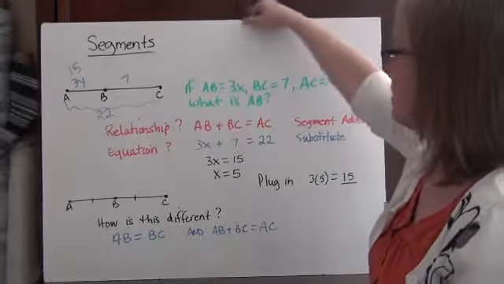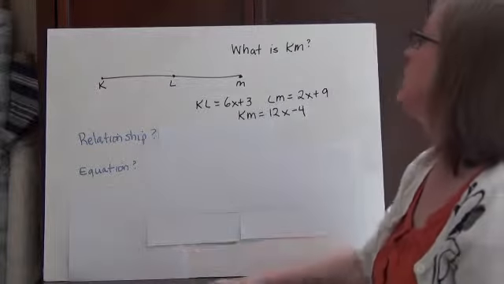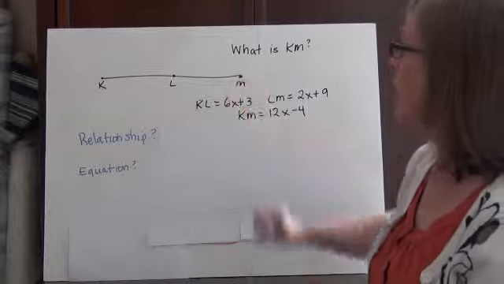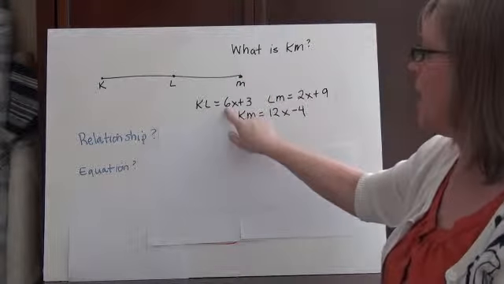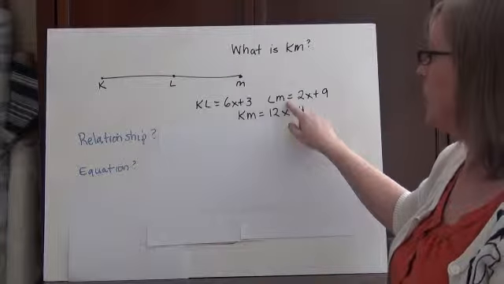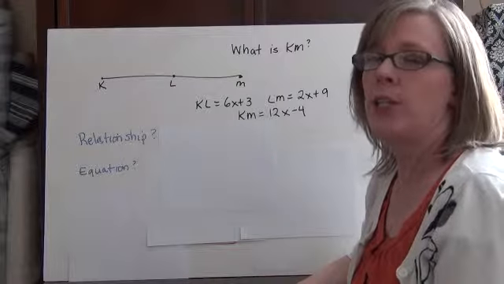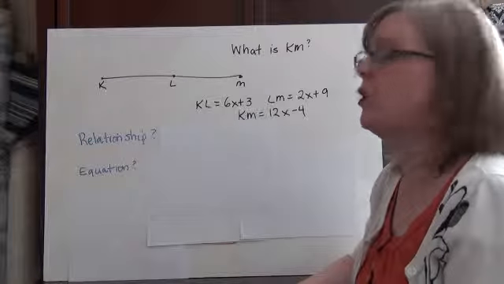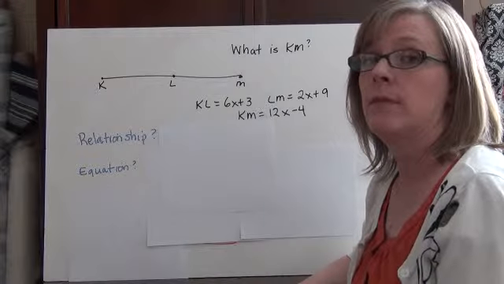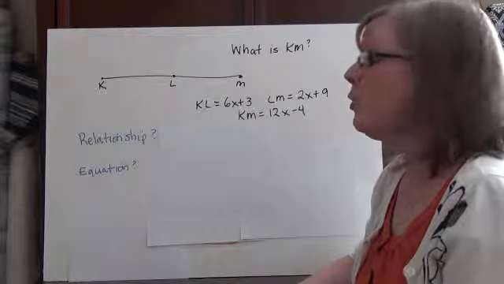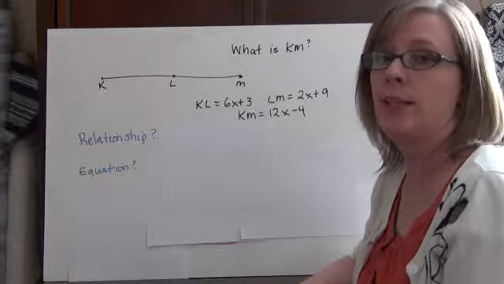My last thing that I want you to do is a little problem yourselves. So, I've given you KLM, and I'm asking what is the value of KM? So KL is this expression, LM is this expression, and KM is this expression. So think about the relationship. Does anything in that figure tell you that anything is equal to anything else? Okay, so make sure you write down the relationship. If you need to pause this, write down the relationship, and then I'm going to give you a second, and I'm going to check it.